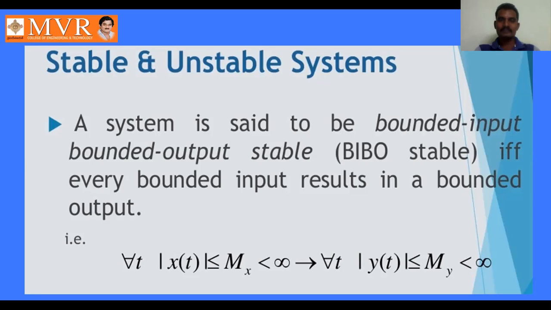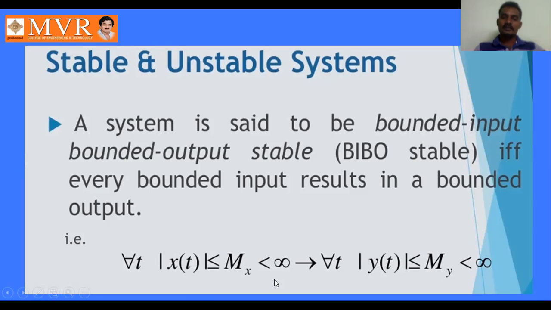Here we are giving some limits to the input as well as the output. A certain range is given to the input signal as well as to the output signal. It is expressed mathematically like this: for all values of t, mod x of t is less than or equal to mx, which is less than infinity, and for all values of t, mod y of t is less than or equal to my, which is less than infinity.